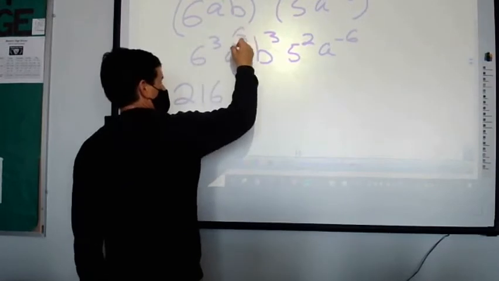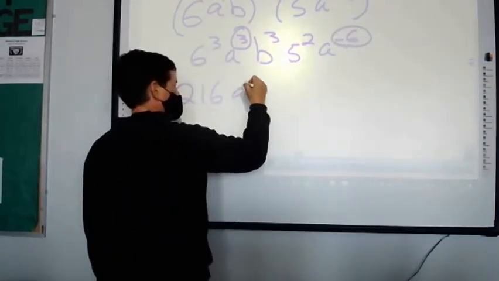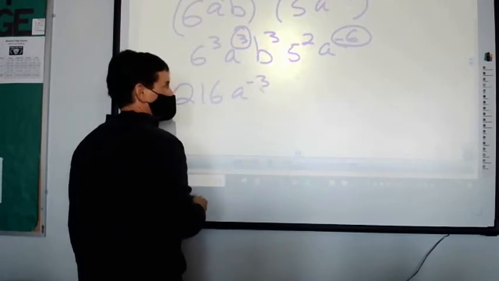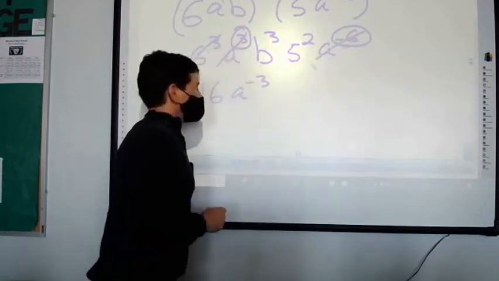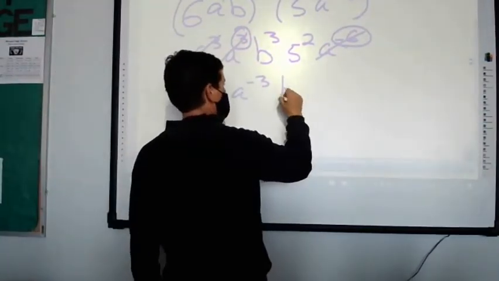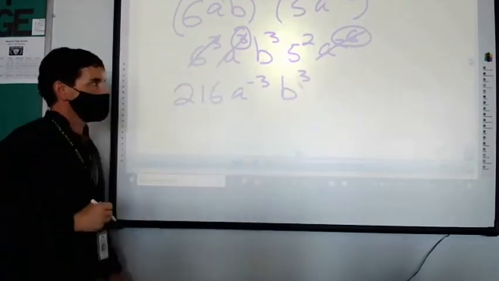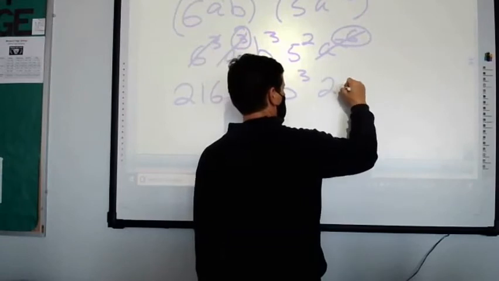Then I'm going to add the 3 plus negative 6 to get a to the negative 3rd. So crossing off as we go, just so you can see what's left. So b cubed. And then 5 squared is 25.